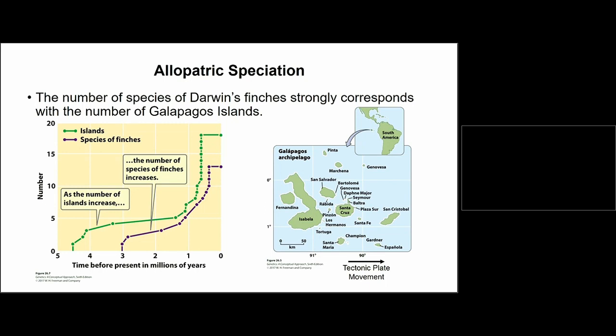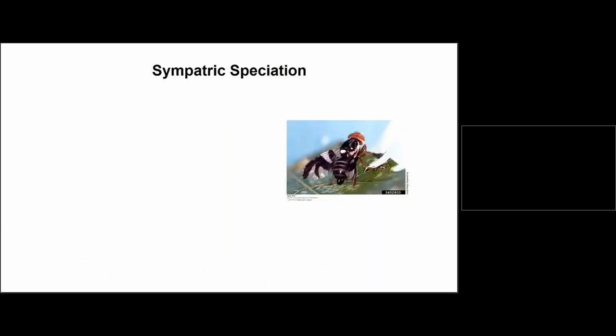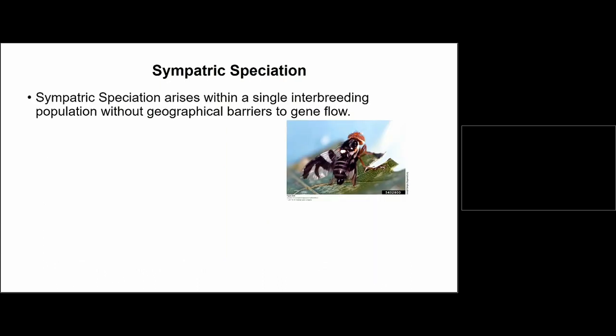Makes sense, right? Well, what about those beetles on the tree in the rainforest? They're all in the same place. They're all in the same tree, right? How are they reproductively isolated? Well, one example would be sympatric speciation, where a single interbreeding population can evolve to be multiple species even without a geographic barrier. So how in the world could that happen?